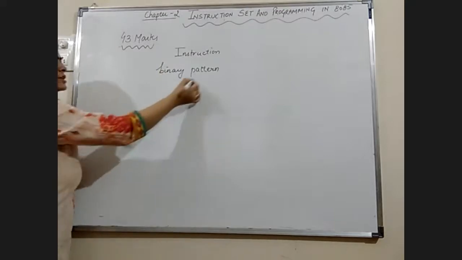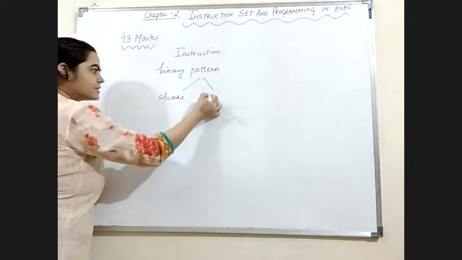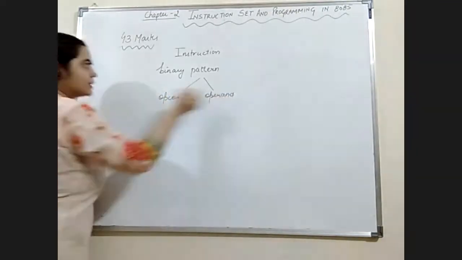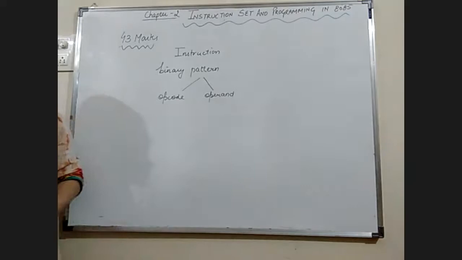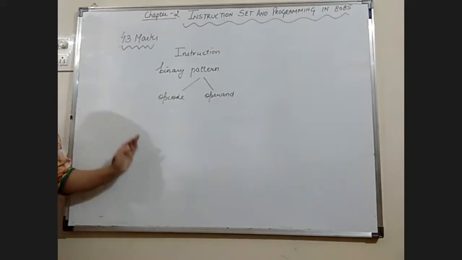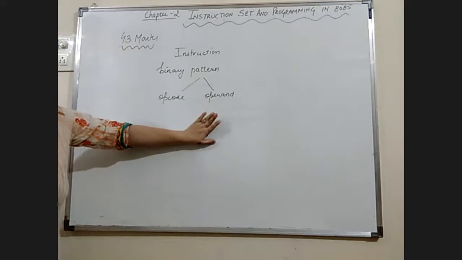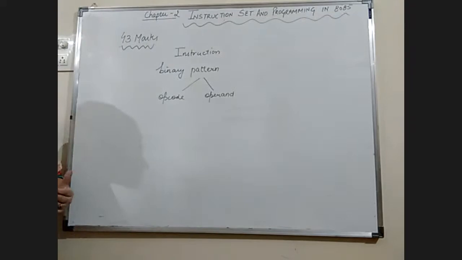Now instruction is divided into 2 parts. First part is the opcode part, while second part is the operand part. So that means instruction contains 2 things: the opcode and the operand. Opcode specifies the type of operation to be performed, and operand is the data where we have to apply the operation. So operation means what we have to apply, and data is where we have to apply it.